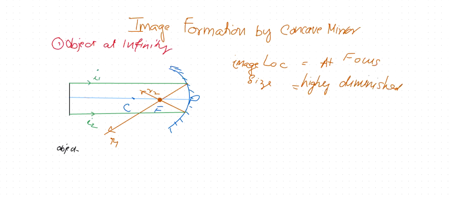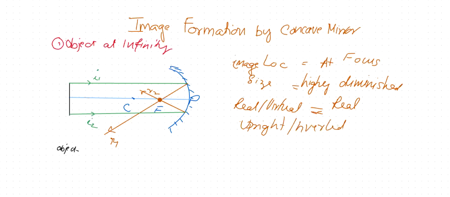The next thing we need to know is real or virtual. We call it real, because the reflected rays actually intersect. Is it upright or inverted? Being real, it's inverted. In the following diagrams, we'll see how. So this is the first case, object at infinity.